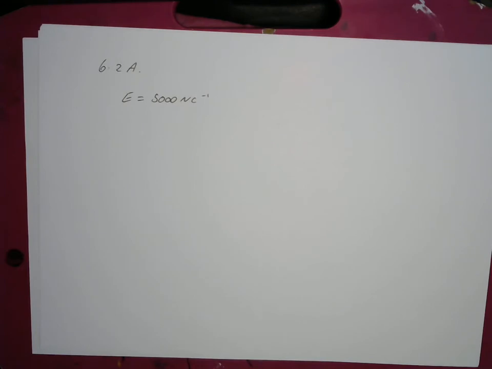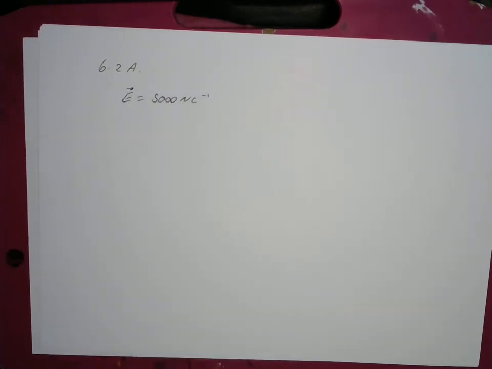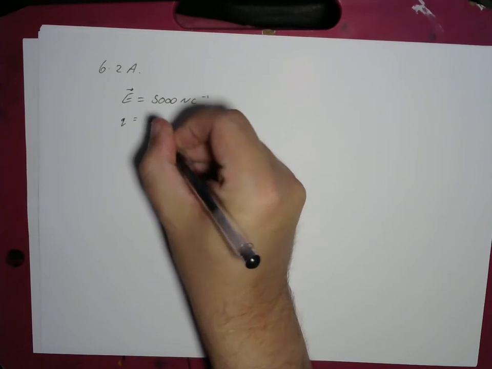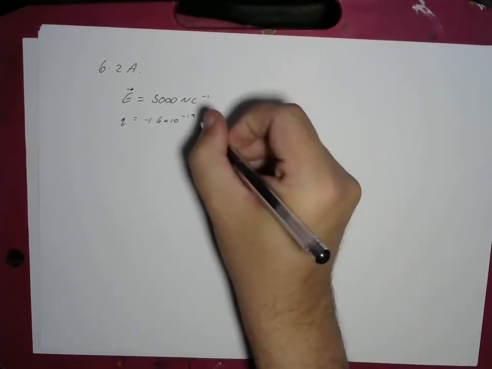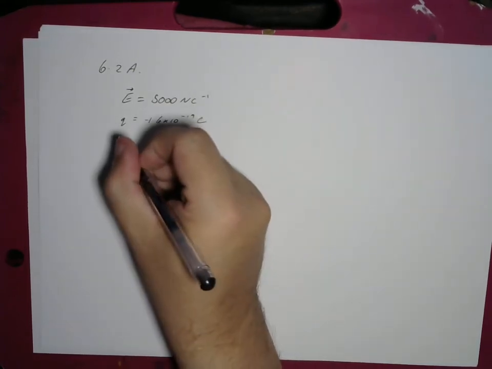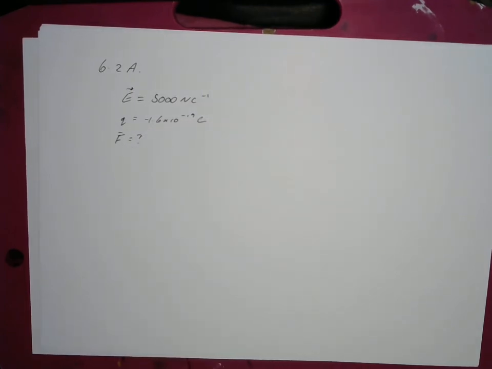We should put an arrow above it, but a lot of times people just get a bit lazy and sort of forget about it. So don't stress about it too much, but try to remember. And we're told that our Q here equals negative 1.6 times 10 to the negative 19 coulomb. Okay, and we're after our force. Force equals unknown.